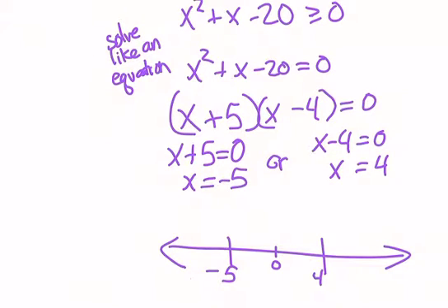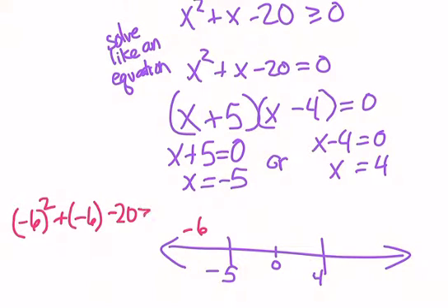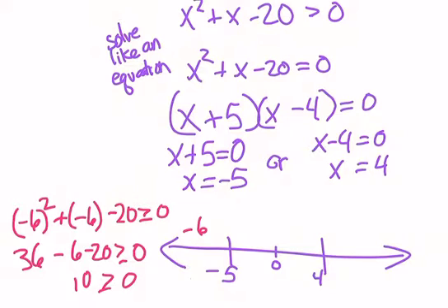A number less than negative 5. All right, let's test negative 6. So negative 6 squared plus negative 6 minus 20. Is it true that this is greater than or equal to 0? I'm really just putting negative 6 into the very top original inequality to see if it's true. So I get 36 minus 6 minus 20, and that turns out to be 10. Is it true that 10 is greater than or equal to 0? Absolutely is. Since this is a yes, it should be part of my answer.